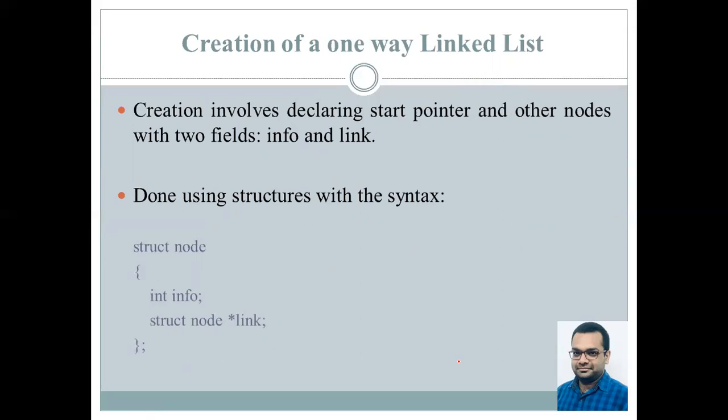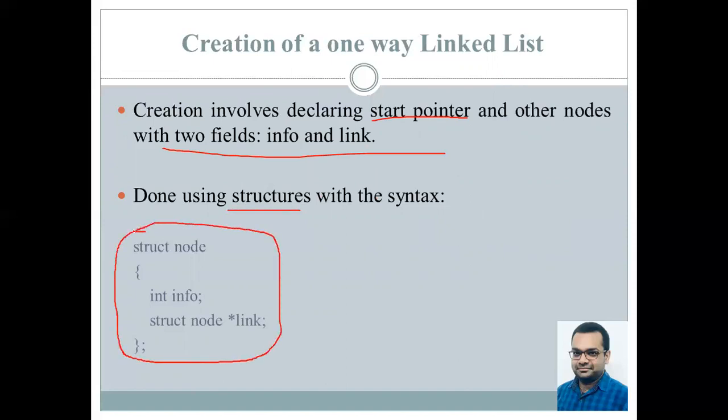Now this is a very important aspect. Creation involves declaring a start pointer and other nodes with two fields, like information and link part. How do we declare the other nodes, or in general, all the start nodes or the other nodes? They are declared as the types of a particular node that we declare in the linked list. This is done with the help of structures. And this is the basic C programming syntax of how to declare a structure.